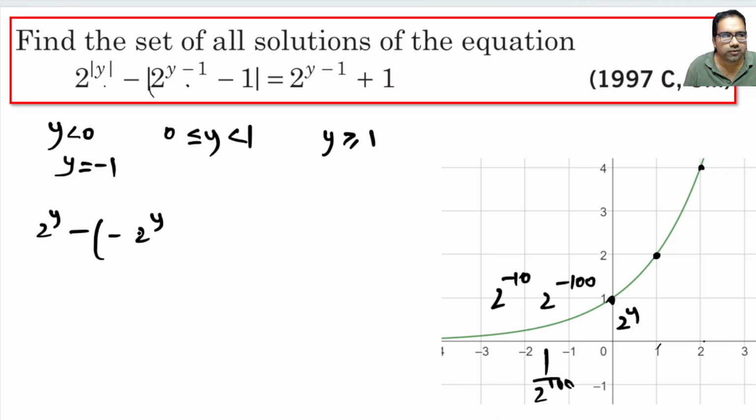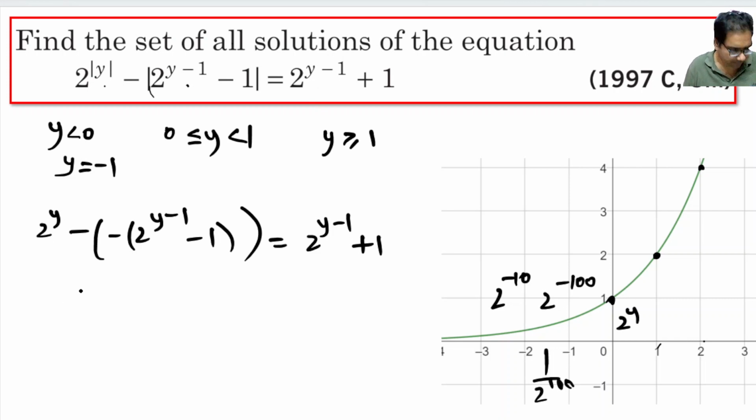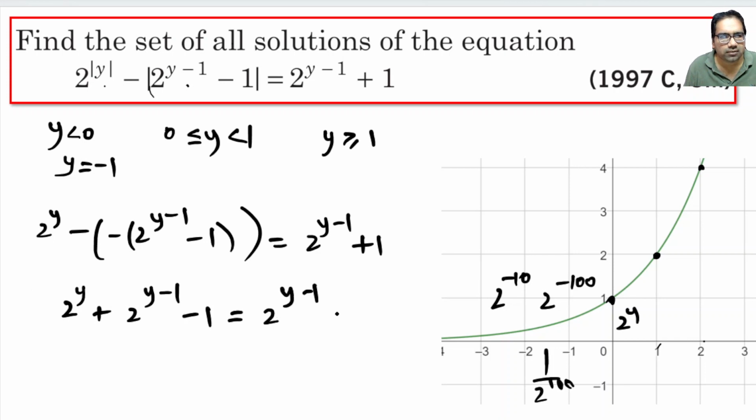Minus 2 power y minus 1 minus 1 equals 2 power y minus 1 plus 1. So this we don't change because this is not an absolute function. Okay, so now this becomes 2 power y plus 2 power y minus 1 equals 2 power y minus 1 plus 1.